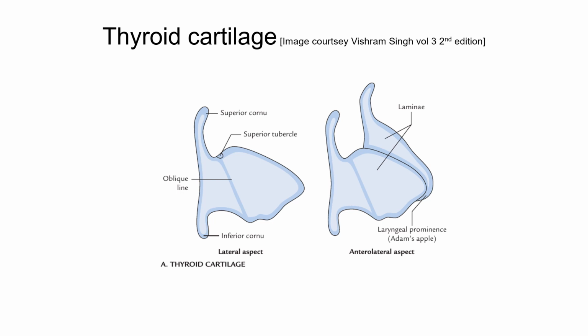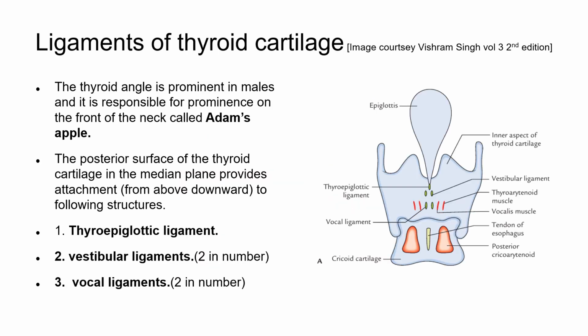Now here in this picture you can see the thyroid cartilage from the lateral view and anterolateral view. The upwards pointing structure is the superior cornu and the downwards pointing structure is the inferior cornu. In between, what you see is the laminae, and on the side of each lamina there is an oblique line, which is very important for us because it gives attachment to certain structures.